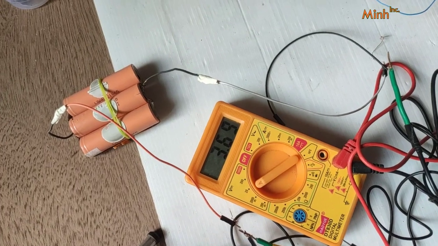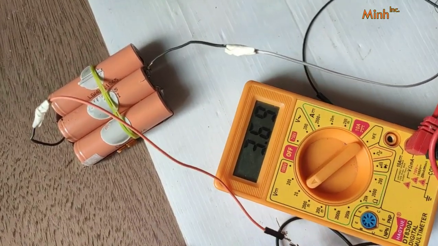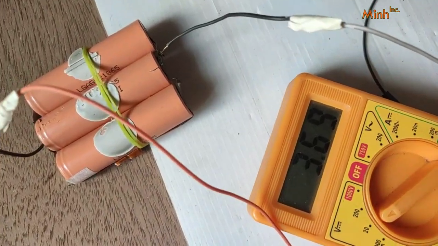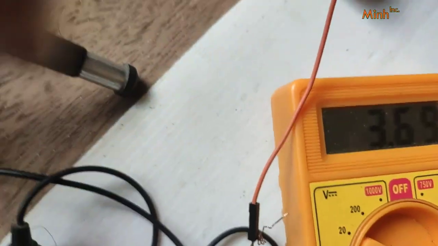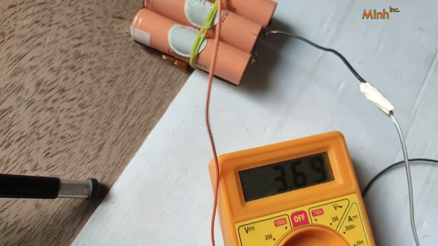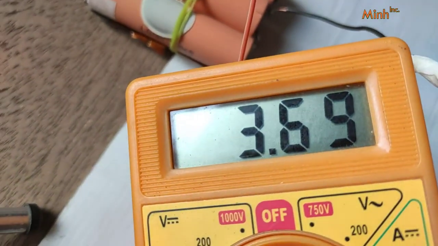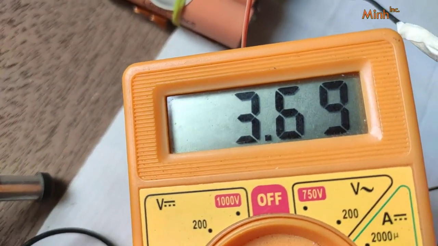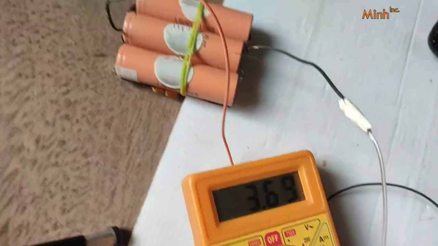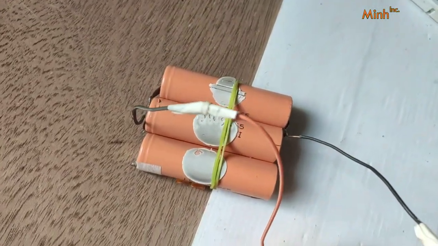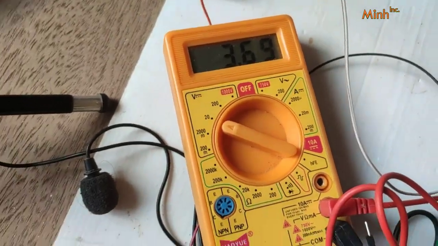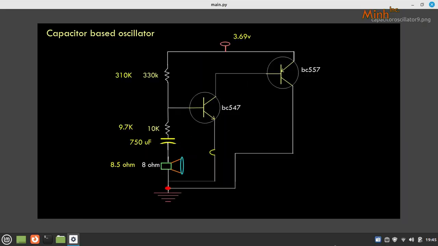Now I am trying to measure the voltage of the battery. We are using a different battery, so it is coming to around 3.69 volts. This is the new battery we are using, and it comes to this much. Okay, so we are done with measuring the components.